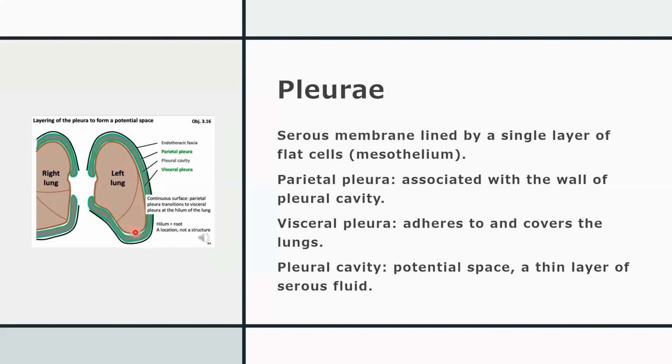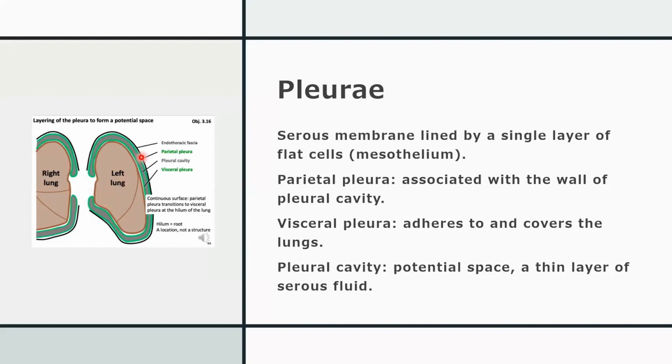The visceral pleura closely adheres to the lung, and it also goes into the fissures, like this. And this parietal pleura is continuous with the visceral pleura. You can see here, it continues with the visceral pleura. This area is called the hilum of the lung, where the blood vessels and the airways enter the lung. At this place, the visceral pleura is continuous with the parietal pleura.